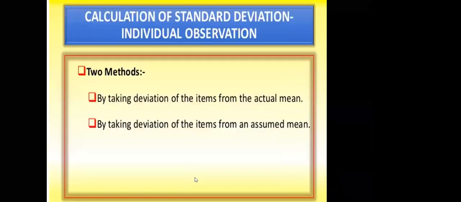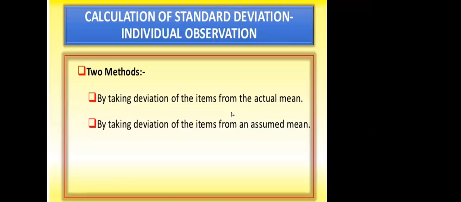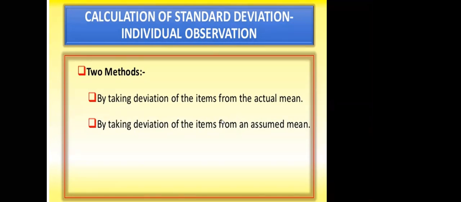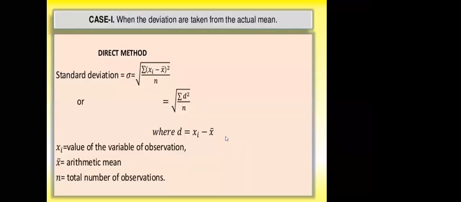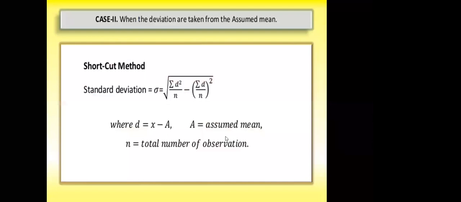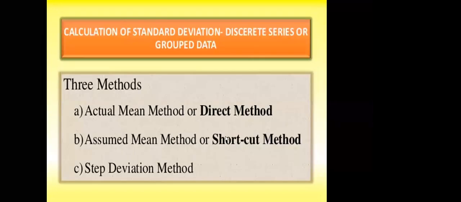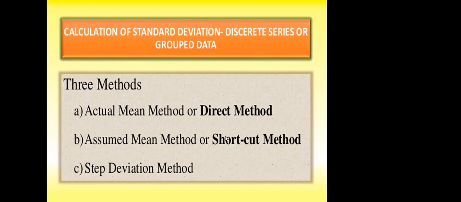There are two ways of taking deviations: from the actual mean, which is computed with the mean value, and from the assumed mean, where a value is assumed as the mean of the series. Basically, three methods are used for standard deviation: the actual mean method, called the direct method; the assumed mean method, called the shortcut method; and the last one, the step deviation method.